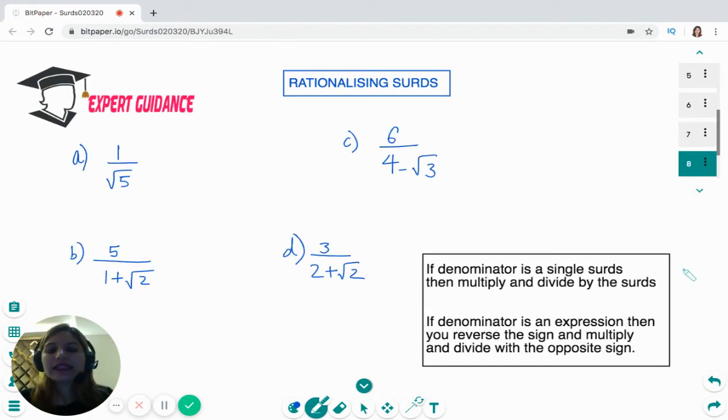Okay, now let's come to rationalizing surds. Now in rationalizing surds, what is the meaning of rationalizing surds? Rationalizing surds means that you get rid of the surd in the denominator. So you convert the denominator into a whole number. Now how you do that, if the denominator is a single surd like this, then you multiply and divide by the denominator. If the denominator is an expression like 1 plus root 2, 2 plus root 2, then you multiply and divide by the denominator with the opposite sign.